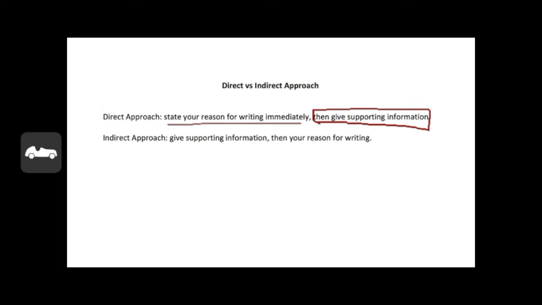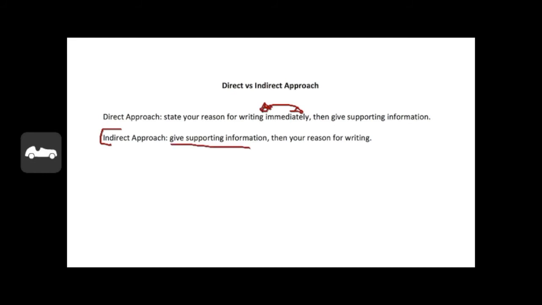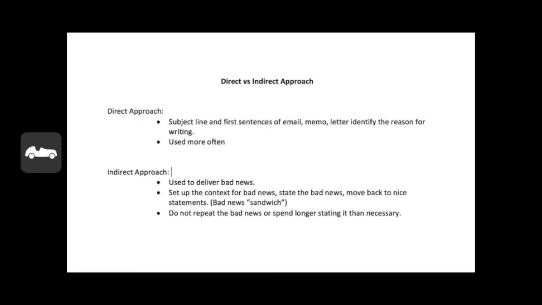So if I'm going to tell you that there's a power outage, then the rest of the document is going to tell me what you need to know about that power outage. But I tell you right away, there's going to be a power outage. Every once in a while, you're going to use the indirect approach. In the indirect approach, you basically switch these two, okay? You're going to give the supporting information, then explain why you're writing. The reason you would use the indirect approach is you're going to use it to deliver bad news.